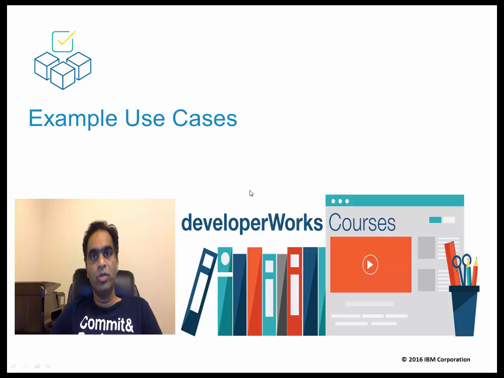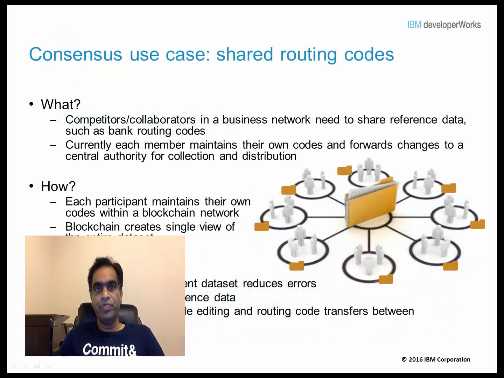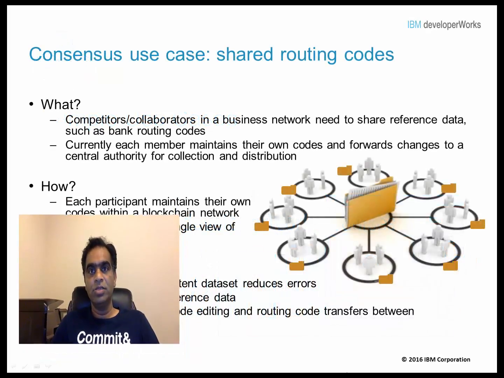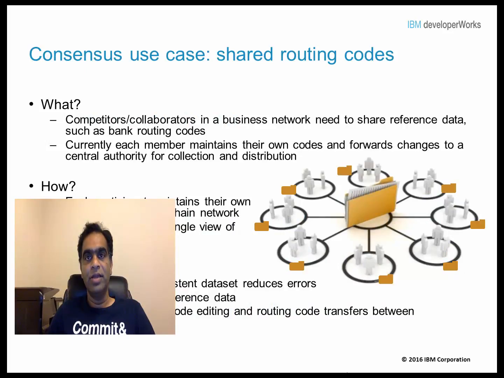Now let's talk about some example use cases. Let's take four key capabilities of blockchain for business and see how they fit into some practical industry use cases. Here is the first use case that talks about sharing routing codes that addresses the benefit of consensus.